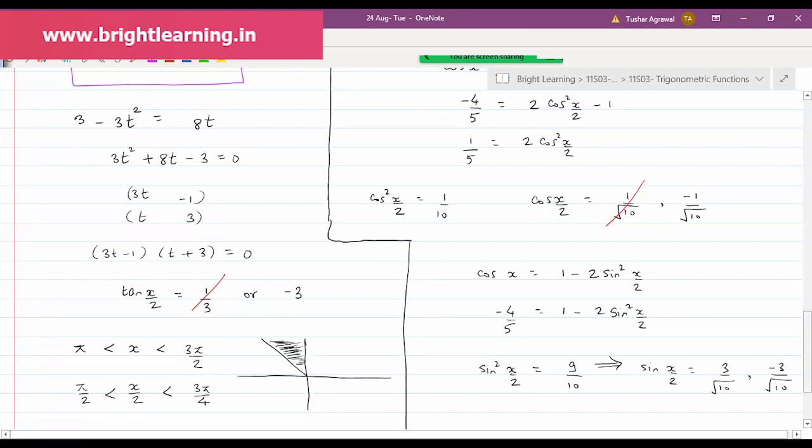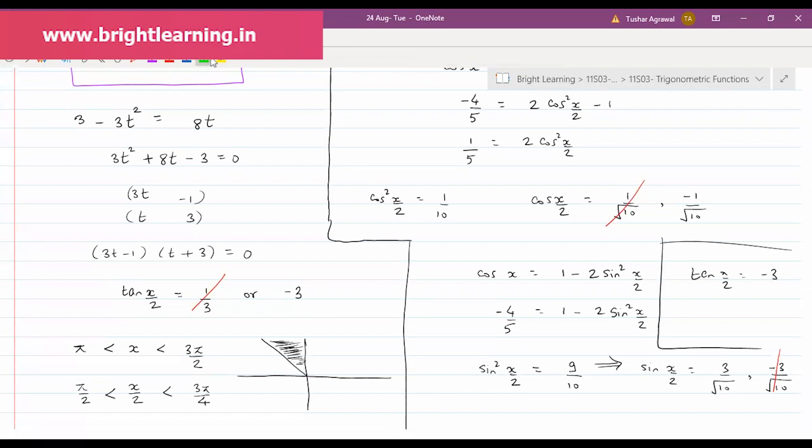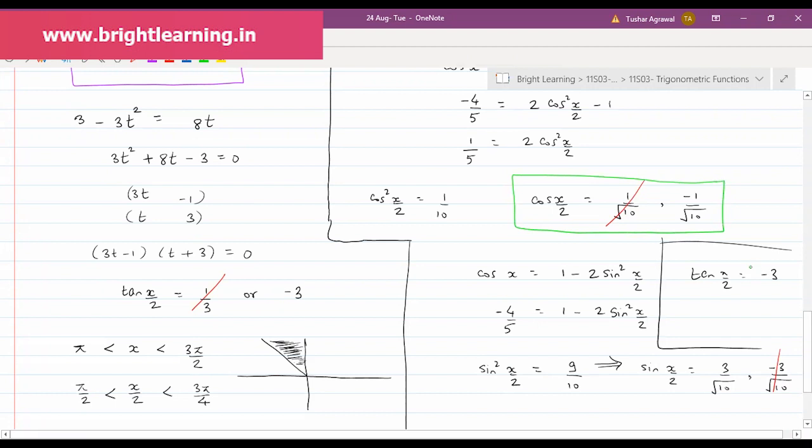Now which one to keep and which one to discard? In this range, sine is the y coordinate and it is positive, so we keep the positive value, and tan will be the division, so tan will be equal to minus 3. So this is my final answer: cos x by 2 equal to minus 1 by root 10, tan x by 2 equal to minus 3, and sin x by 2 equal to 3 upon root 10.